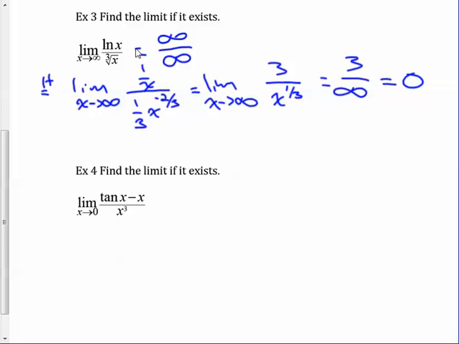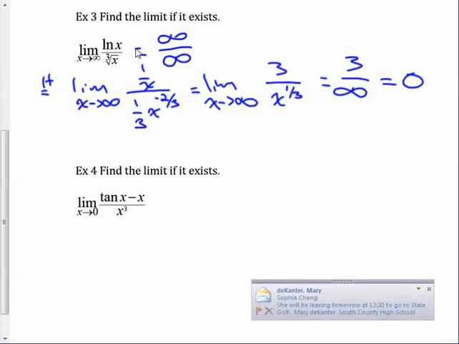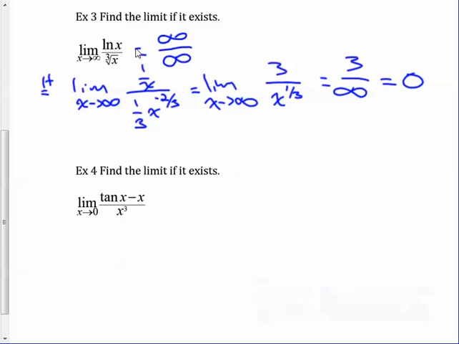So find the limit, if it exists, of tan x minus x over x cubed as x goes to 0. Well, right off the bat we can see that the tangent of 0 is 0, 0 minus 0 is 0, and 0 cubed is 0, so we get 0 over 0. We have another indeterminate form. We're going to use L'Hopital's rule.